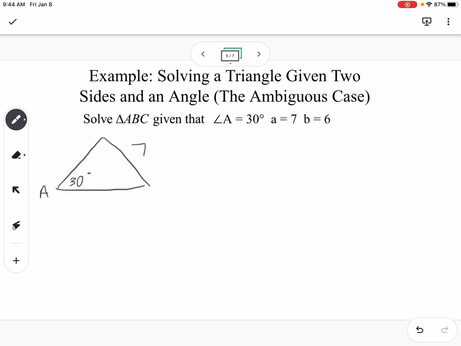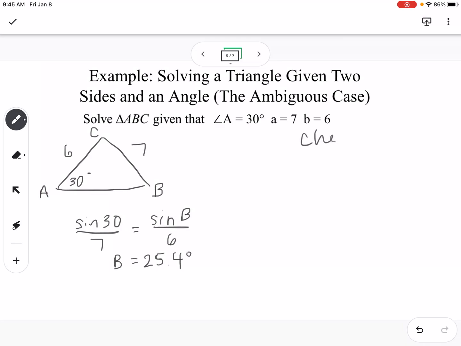Side A is 7. I'm going to make this angle B. That's 6. Okay, so first thing I do is I'm going to find angle B. So I'm going to say sine of 30 over 7 equals sine of B over 6. So I cross multiply and divide, and then I do the inverse sine, and I get the angle B is 25.4 degrees. Okay, so we're going to check for a second triangle.